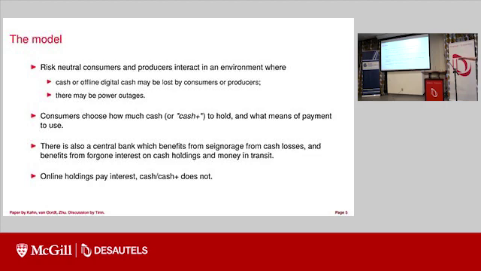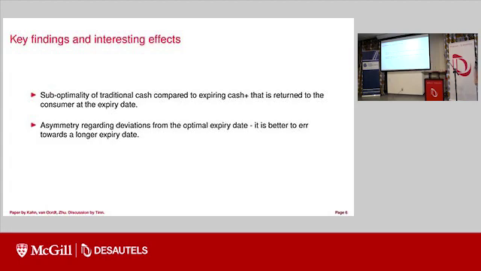And then there is also a central bank, which benefits from seigniorage income and savings on interest on this money, so that is important for the welfare effects, which are of interest in this paper. And the key finding, which we shouldn't be very surprised by, is that traditional cash is worse compared to this expiring cash.